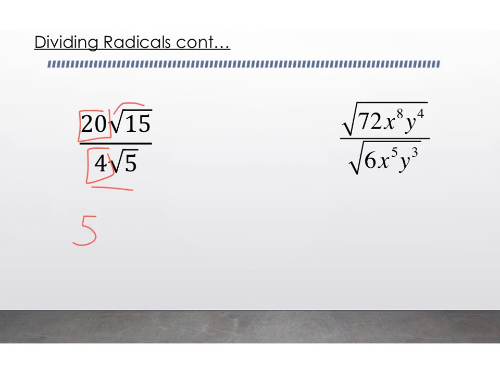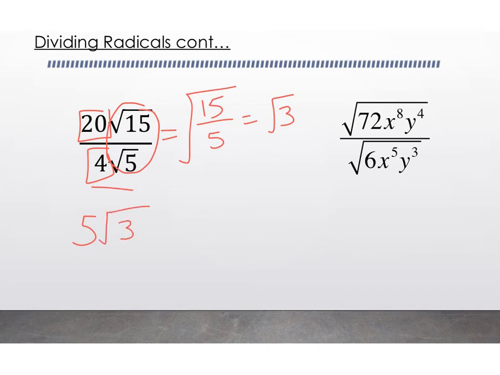And then as far as the radical parts, let's maybe focus on simplifying just that square root of 15 over square root of 5 here and write it as the square root of 15 all over 5. Because if I simplify that, that ends up being the square root of 3. And so the coefficient becomes 5, the radical becomes square root of 3.